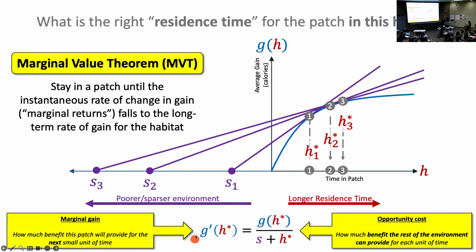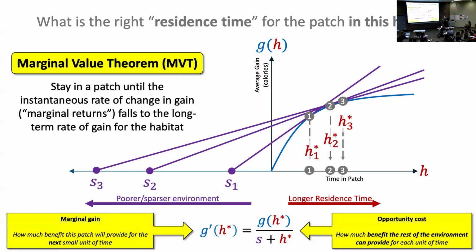And this is described mathematically down here as the instantaneous rate of gain in the patch. That's something we also call the marginal gain. Marginal is just a fancy word for over a small time unit. So the amount of gain you get for the next time unit of investment, that marginal gain. You leave when that marginal gain drops to the long-term rate of the environment.